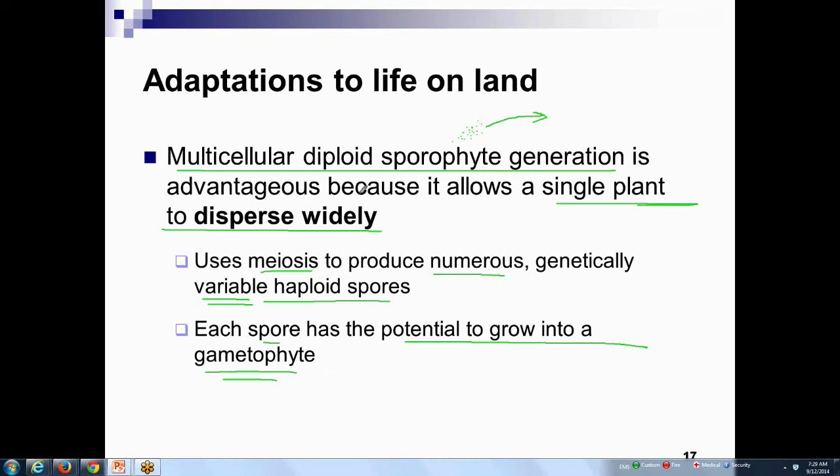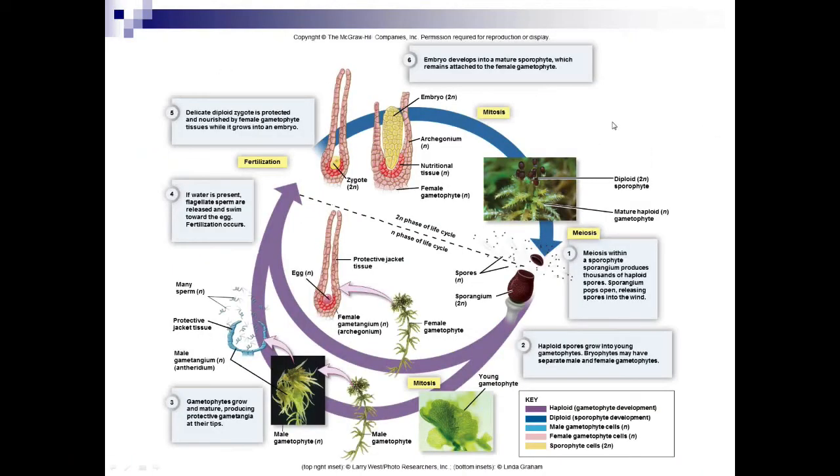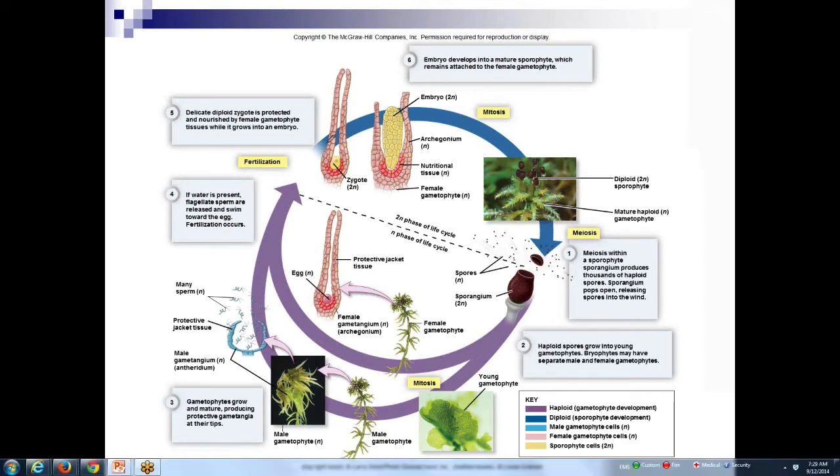Wow, think of the advantage that is over those Charophycean algae with that zygotic life cycle. Not nearly as successful. That's why there are so many more plants than Charophycean algae today. You can see here on this slide, this is actually showing you, once again, the life cycle of a moss.